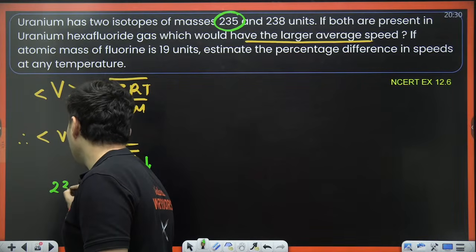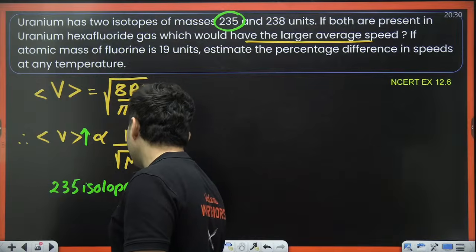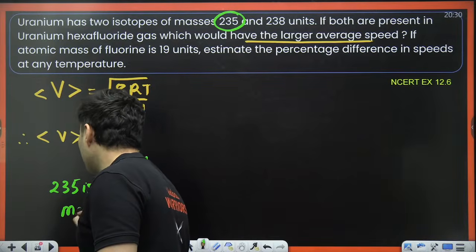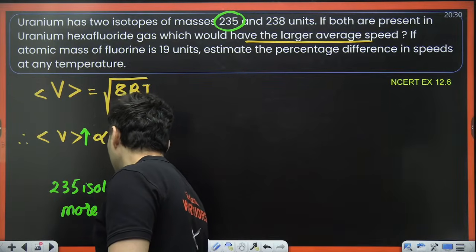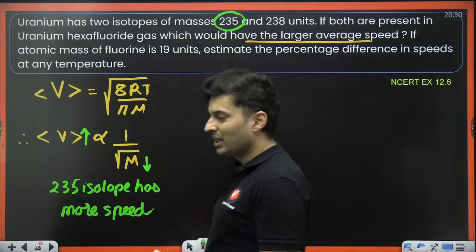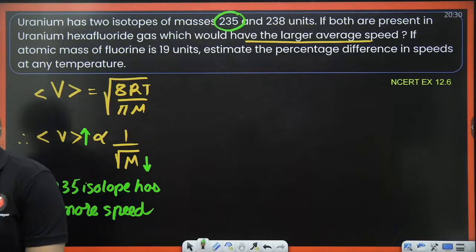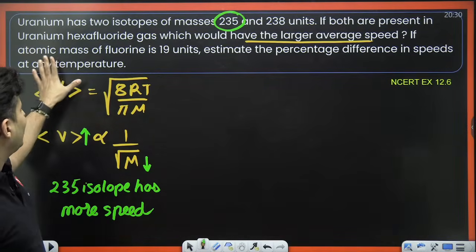So 235 isotope has more speed, because 235 is lesser mass. Awesome. Now the next part.